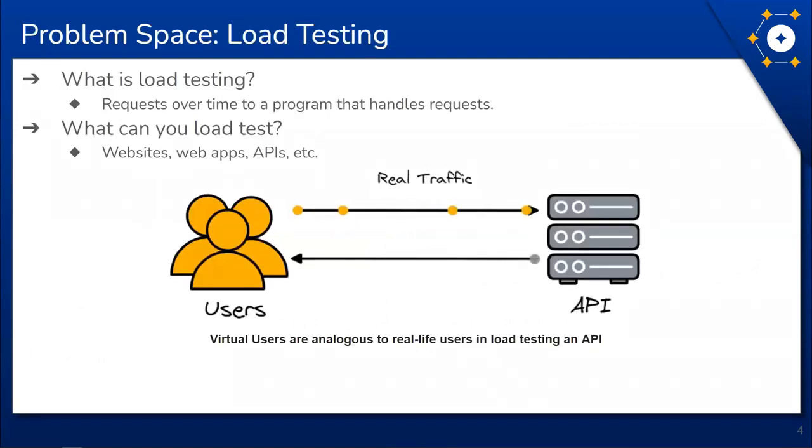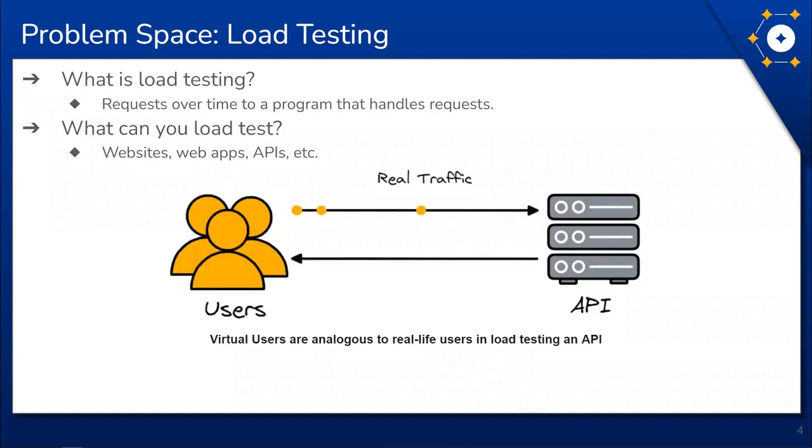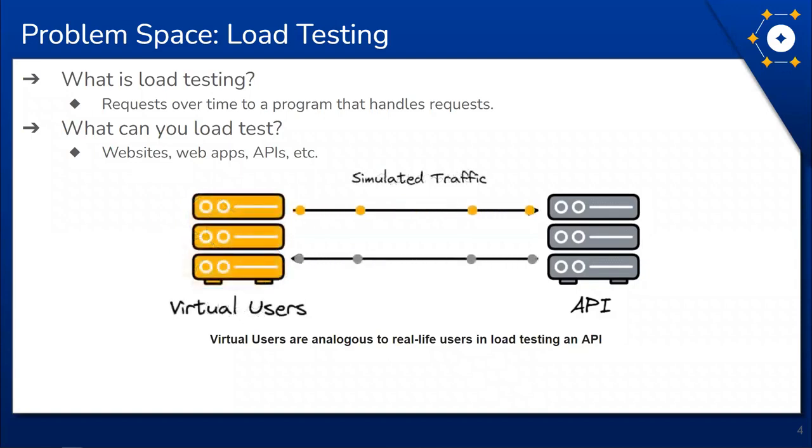We'll start off with what load testing is in order to better understand Constellation's problem space. Load testing measures how a software program reacts to multiple concurrent users' requests. A load in this context is a set of requests made over a period of time to any program that handles requests. These can be websites, web apps, or APIs. The illustration shows that virtual users represent real users in making requests to an API endpoint.